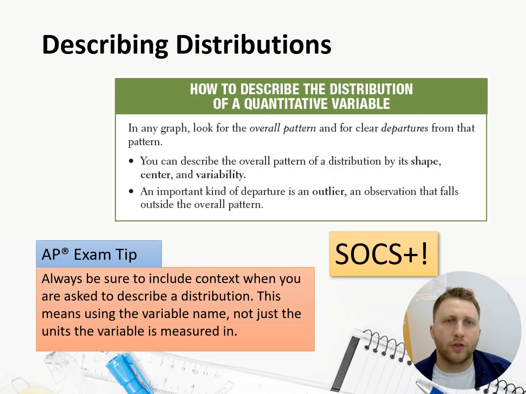Awesome. So moving on to common FRQ topics for Unit 1. The absolutely most common topic is describing distributions of quantitative data. So remember, that's SOCS plus context.